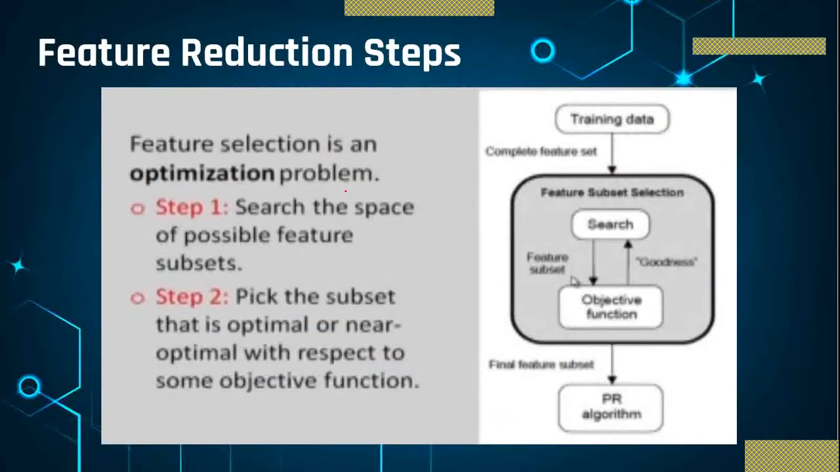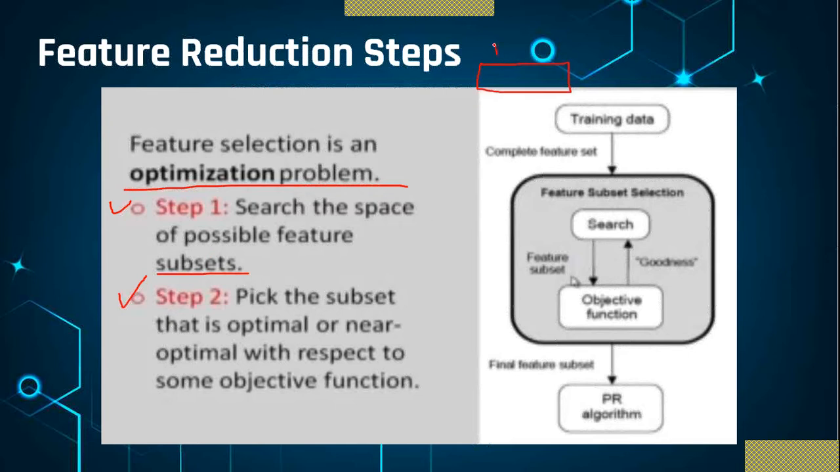Now, what are the steps we have to use in feature reduction? Basically there are two steps for optimizing using the optimization problem. We have to use the optimization problem to optimize the feature reduction. The first one is to search the space of possible feature subsets. So in the first step, you have to try to make a subset. All of you now understand what a subset is.